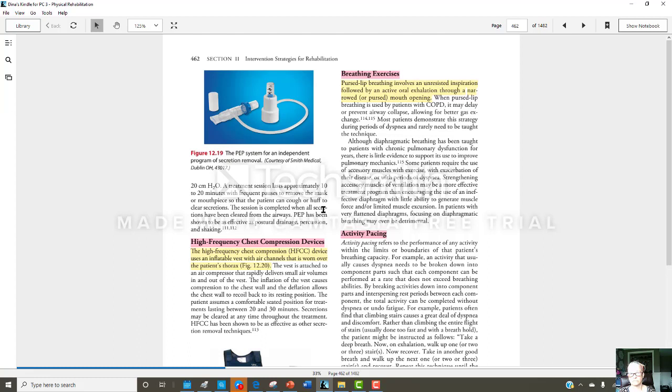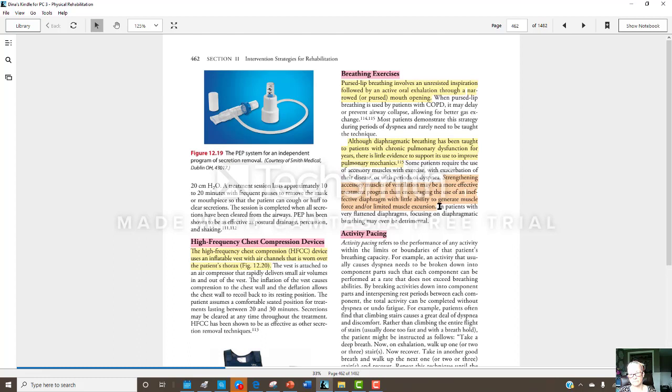Although diaphragmatic breathing has been taught to patients with chronic pulmonary dysfunction for years, there is little evidence to support its use to improve pulmonary mechanics. Some patients require the use of accessory muscles with exercise, with exacerbation of their disease, or with periods of dyspnea. Strengthening accessory muscles of ventilation may be a more effective treatment program than encouraging the use of an ineffective diaphragm with little ability to generate muscle force nor limited muscle exertion. In patients with very flattened diaphragms, focusing on diaphragmatic breathing may even be detrimental.